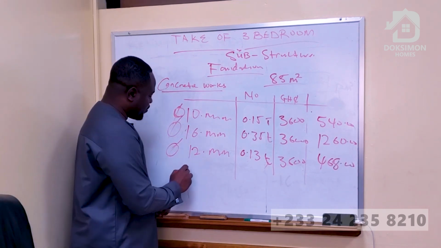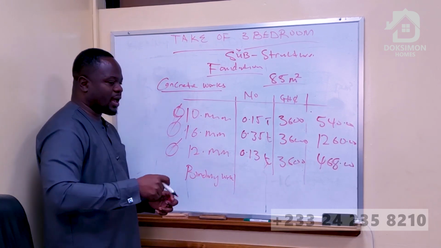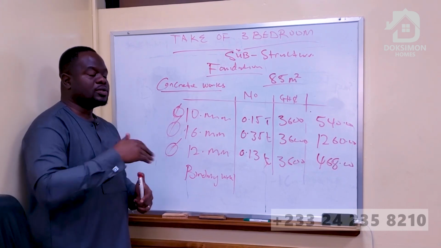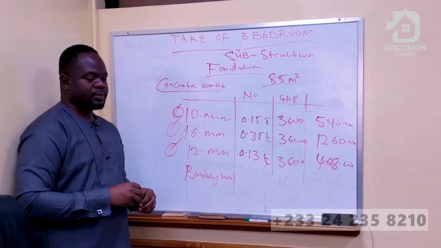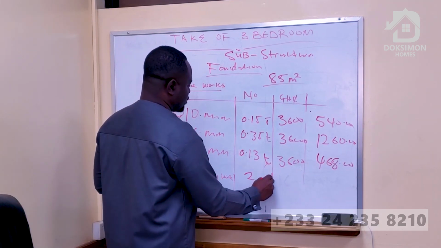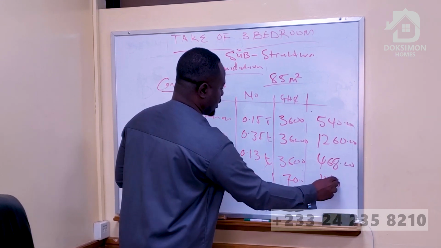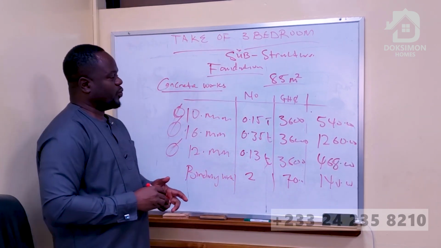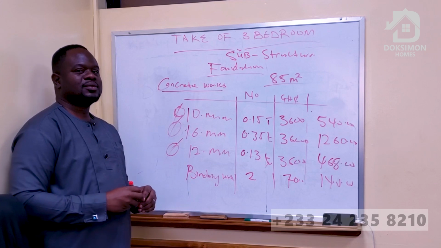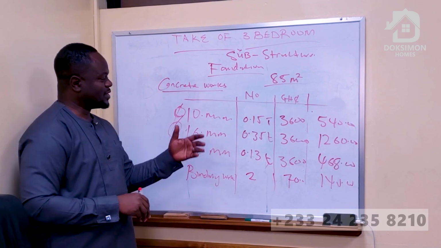Not forgetting what binds them is called a binding wire. The binding wire is used to tie the iron rods so that they are able to be in position until the concrete comes and settles on it. So we just need a binding wire, just two coils of it, and one is 70 Ghana cedi. So we are just looking at 140 Ghana cedi. With this calculation, I strongly believe you'll be able to understand what your budget is running into. And this is value for money.